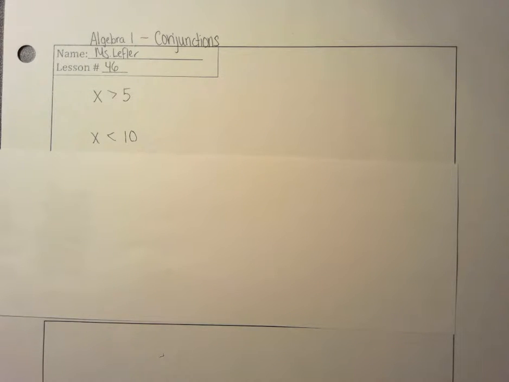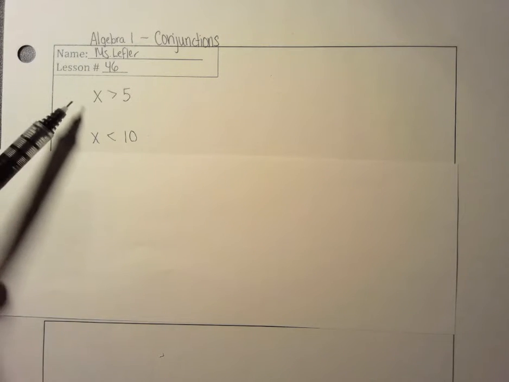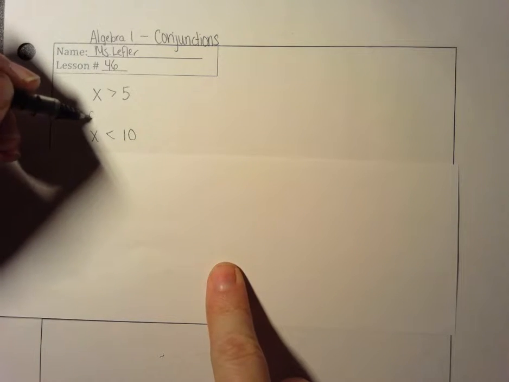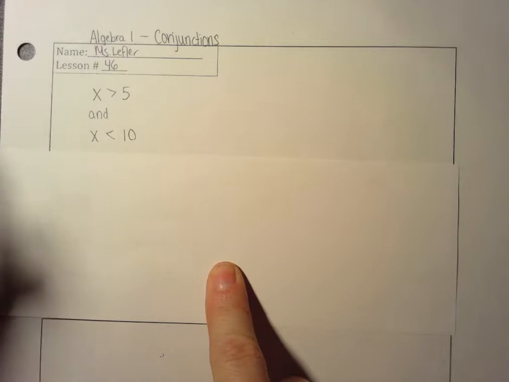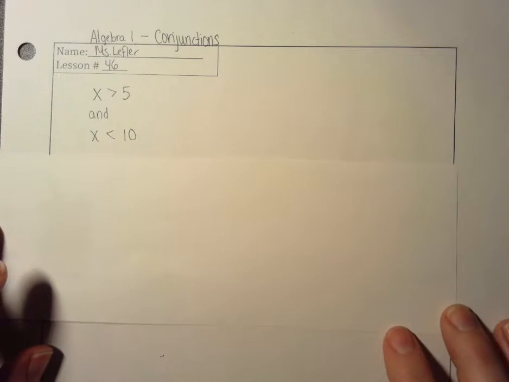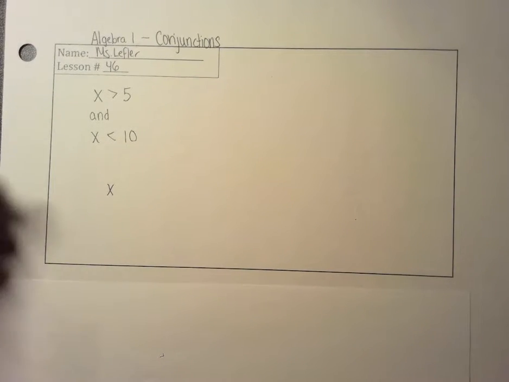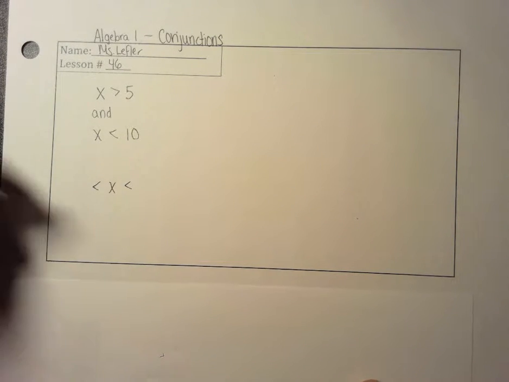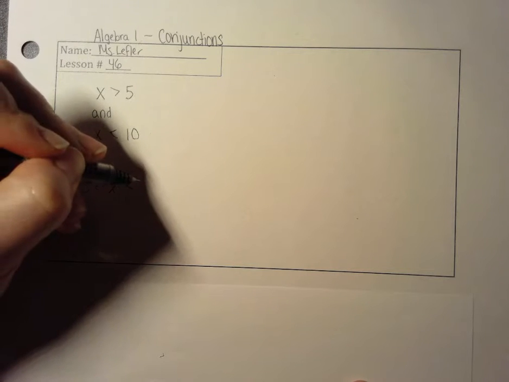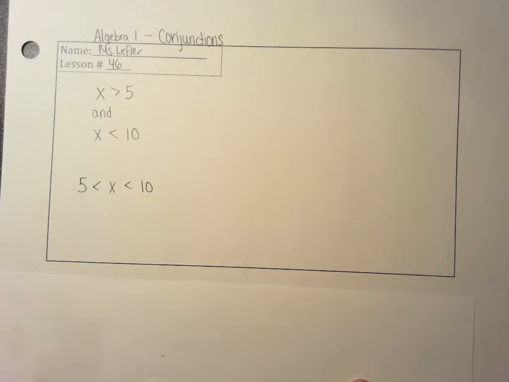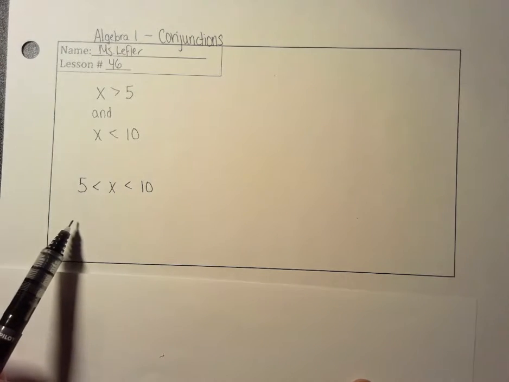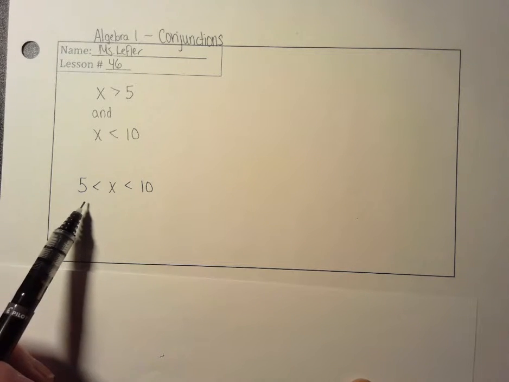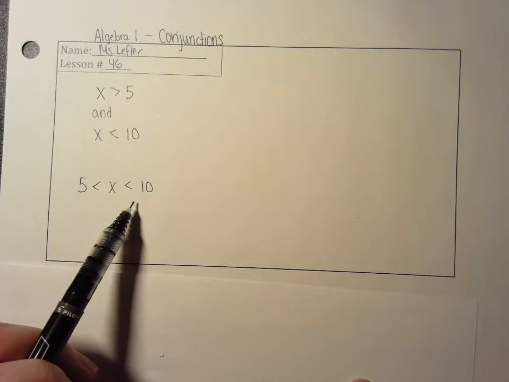But if I want to communicate that x is both greater than 5 and less than 10, I can write it as a conjunction, which means I would write x in the middle, and then I would write these two inequalities around it. And this shows me both pieces of information at the same time. It's saying that x is greater than 5 and x is less than 10.